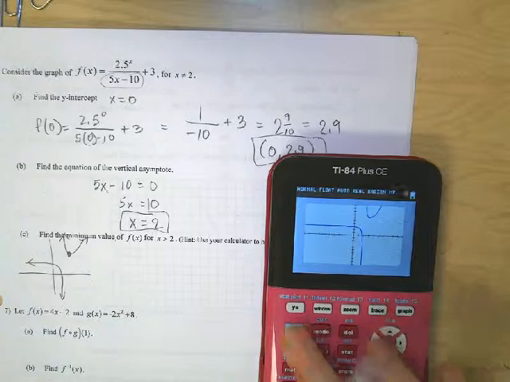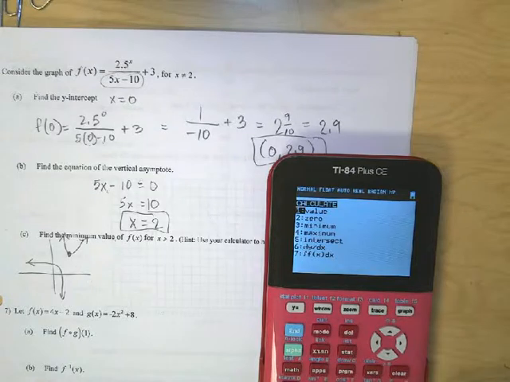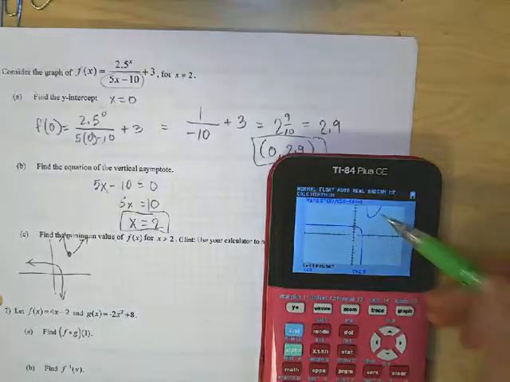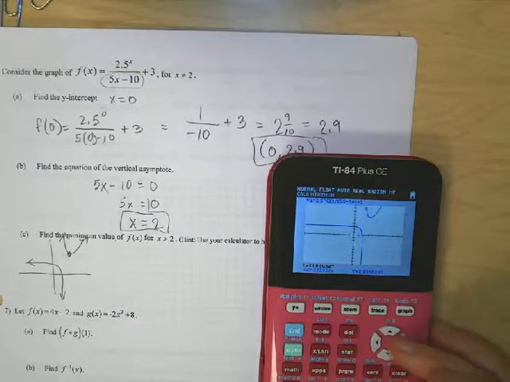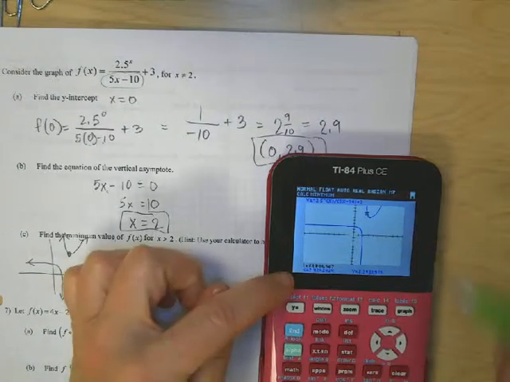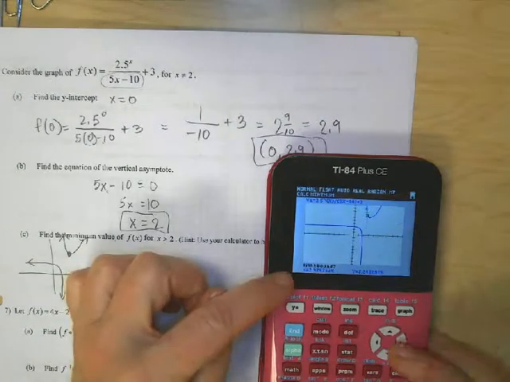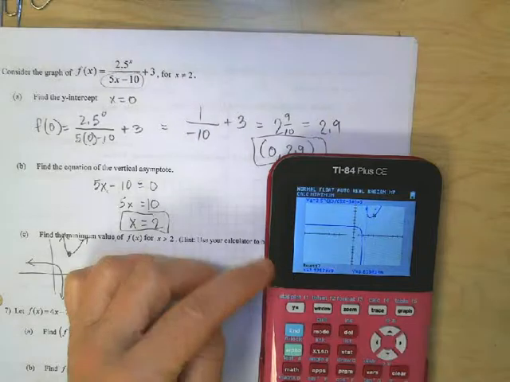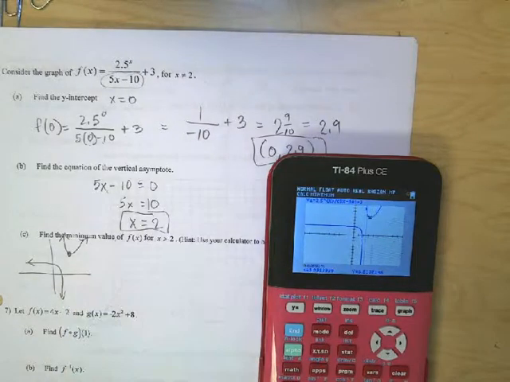So now I'm going to do second calculate, and I'm going to use the minimum. And I don't want this one, I want this one over here. So I'm going to use my arrows to move over there. Up, there I am. So it says left bound. I want to be on the left side, and then move to the right side of that minimum, and ask it to guess.